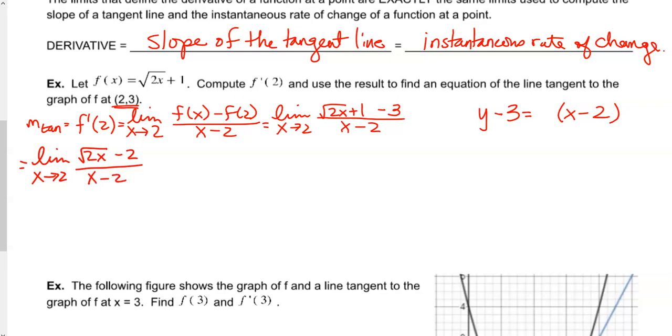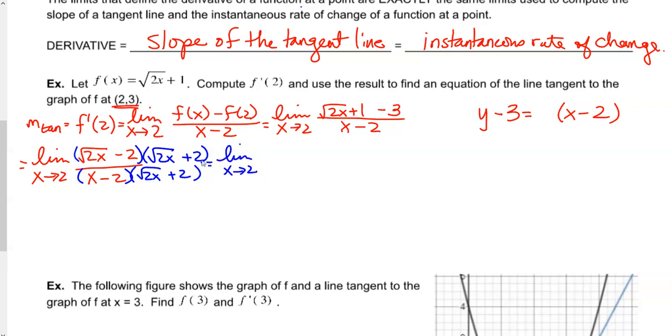Now, this is where you want the conjugate to come into play. When you have radical functions, we have to rationalize where that radical is. So I get the square root of 2x plus 2 is what I would multiply top and bottom by. And I'm also going to put the parentheses around that bottom. All right, so we get now the limit as x approaches 2.